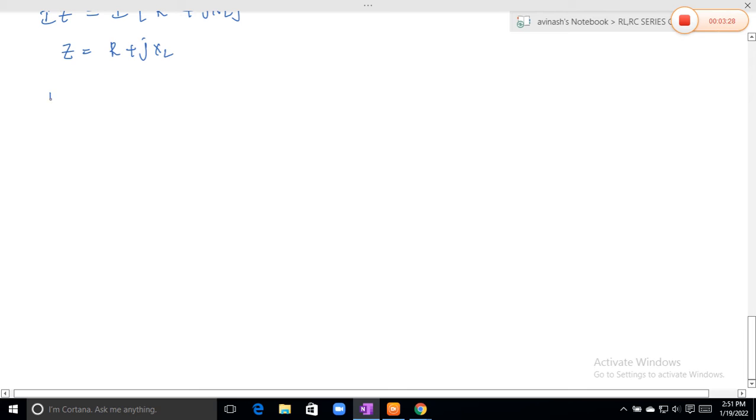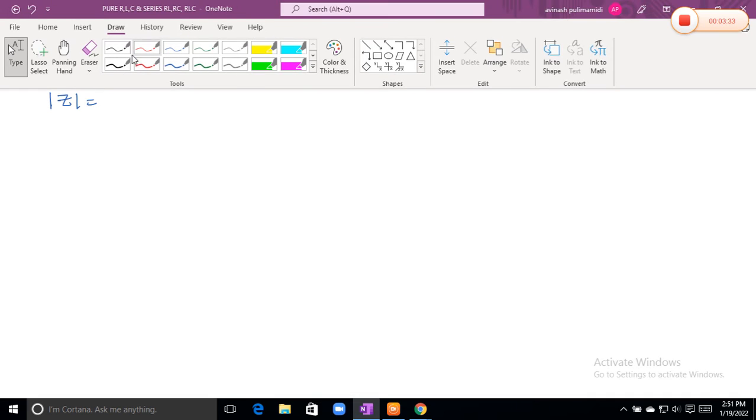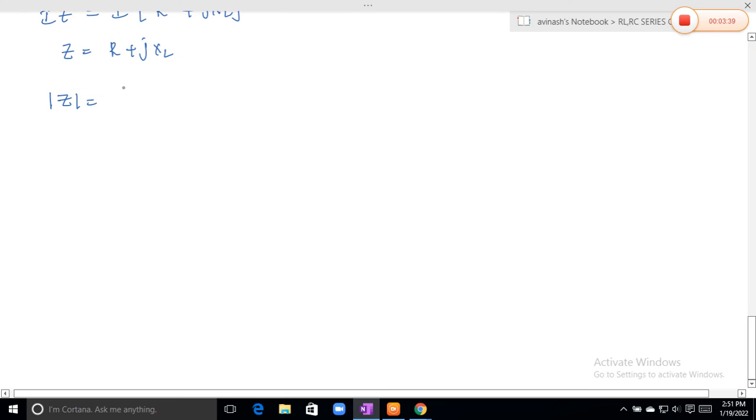If you want to find the magnitude of Z, the magnitude is nothing but the square root of the real part squared plus the imaginary part squared.